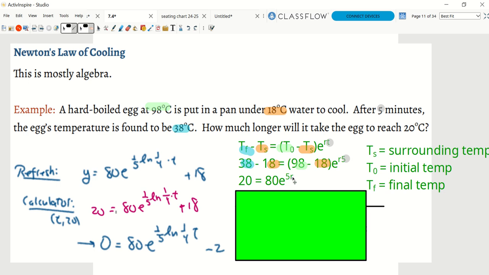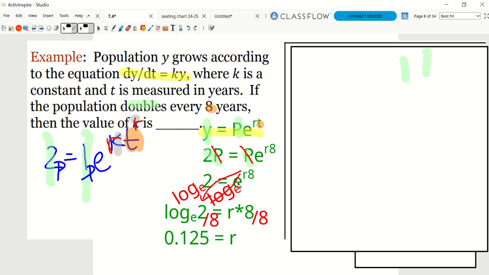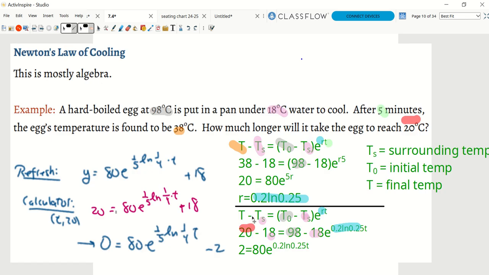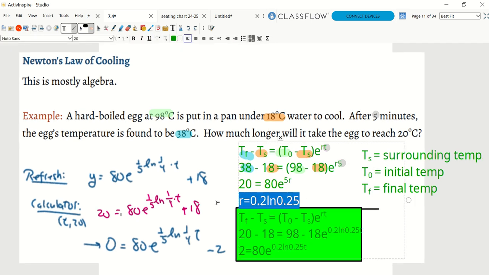And we get 5 times R. Now, to isolate, we did it on this slide over here. You basically log both sides and then divide by 8. So we're going to do the same thing. We're first going to divide both sides by 80 and get 0.25. Log both sides and this moves over and divide it by 5. Does that make sense? Do you guys understand how I got to this R right here? We good? Now, we are 80 to 90% done with the problem.